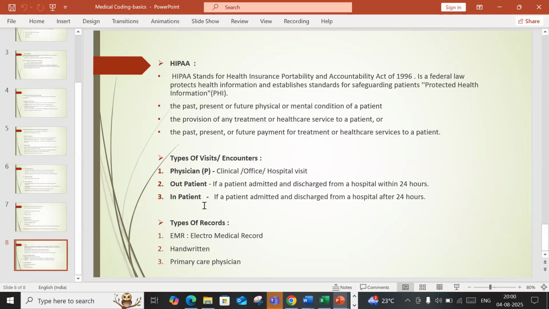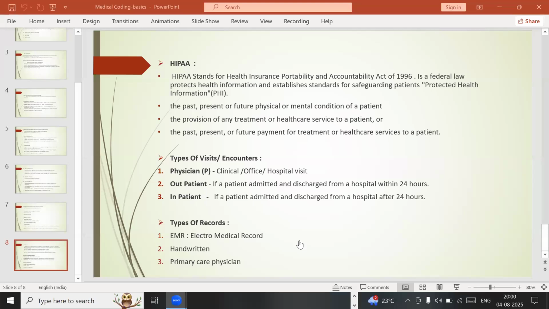Next, outpatient. If a patient is admitted and discharged from a hospital within 24 hours, that is known as outpatient. There are some surgeries, like cataract surgery, for example. For this surgery, the patient is admitted into the hospital in the morning and discharged by night. The cataract surgery takes one day only. So we can say that is an outpatient visit, if a patient is admitted and discharged from a hospital within 24 hours.